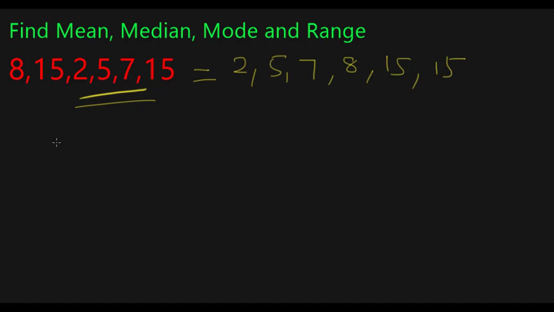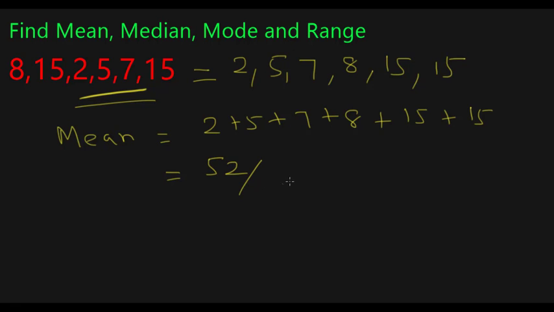So to find the mean, you need to sum all the numbers. 2 plus 5, 7 plus 7, 14 plus 8, 22 plus 15, 37 plus 15, 52. 52 divided by the total number of records, 6, which is approximately 8.66.